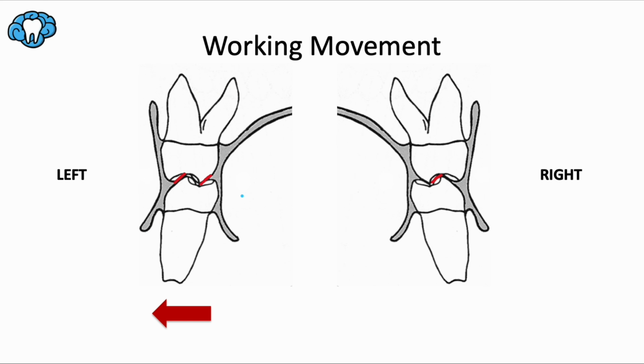So remember, the left side is the working side in this case because the mandible is moving to the left. So these are your working side contacts. Specifically, the lingual incline of the maxillary facial cusps contact the facial incline of the mandibular buccal or facial cusps, and the lingual incline of the maxillary lingual cusps contact the facial incline of the mandibular lingual cusps.